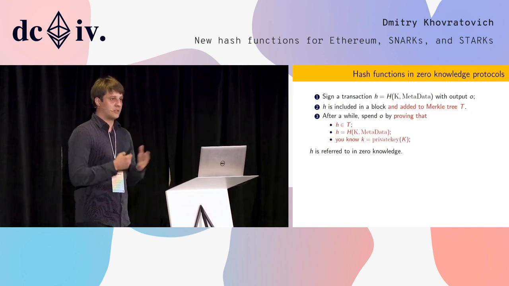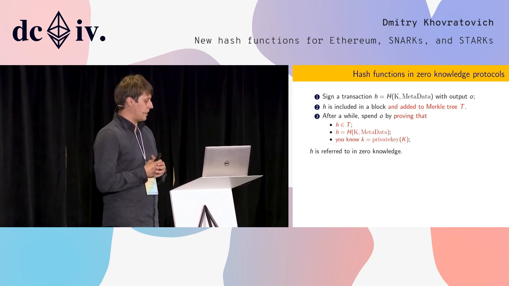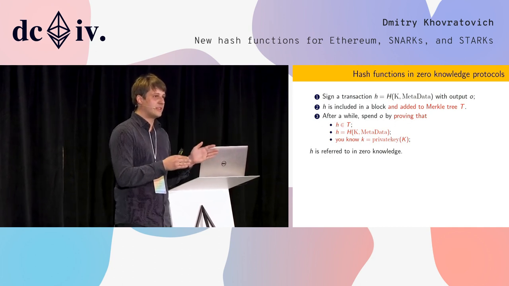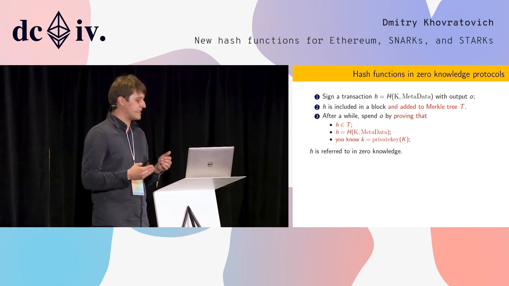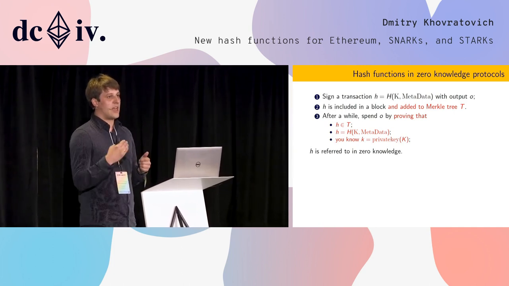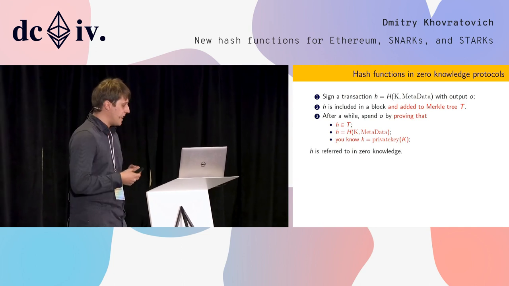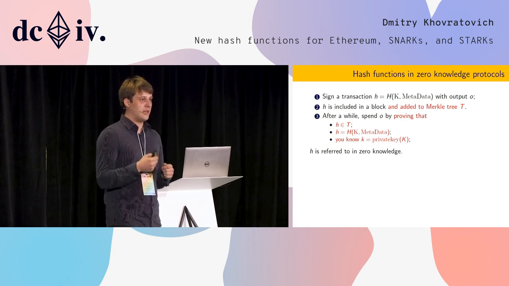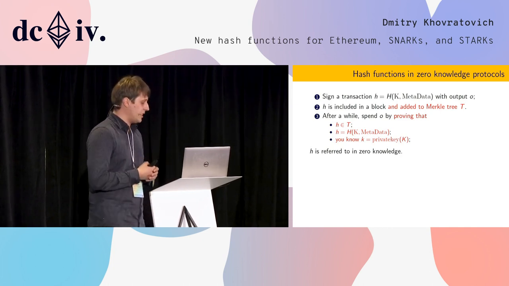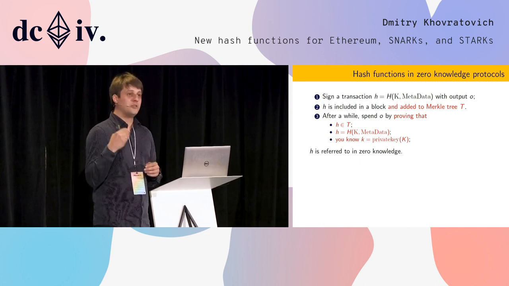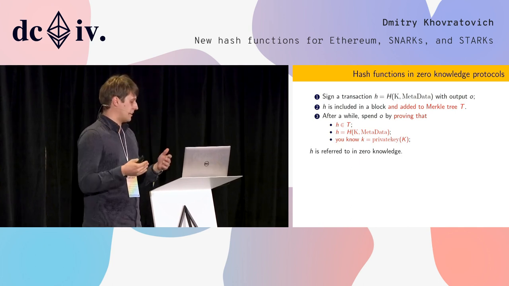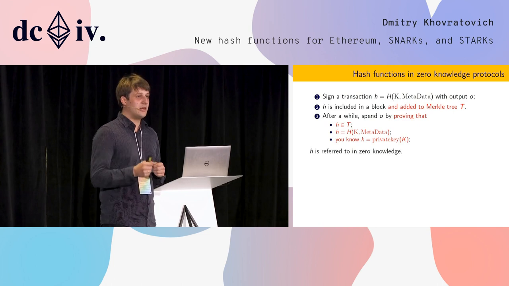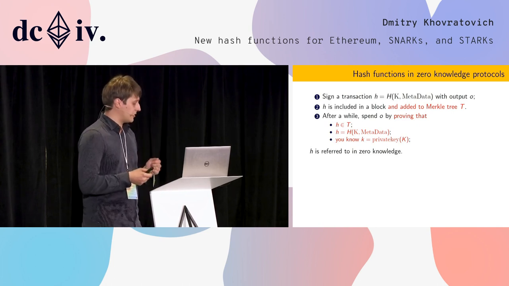When you want to introduce a zero-knowledge payment system, this is concealed. The hash is concealed to break the link between the original transaction to send and the transaction to spend. So when the transaction is sent, it's not only included in the block, but also added to a specially crafted Merkle tree T. And when you want to spend it, you prove that there is a transaction H which is in the Merkle tree T, that it has a special structure, and that you know the private key that corresponds to the public key in this transaction. And here, the transaction H is referred to in zero knowledge.